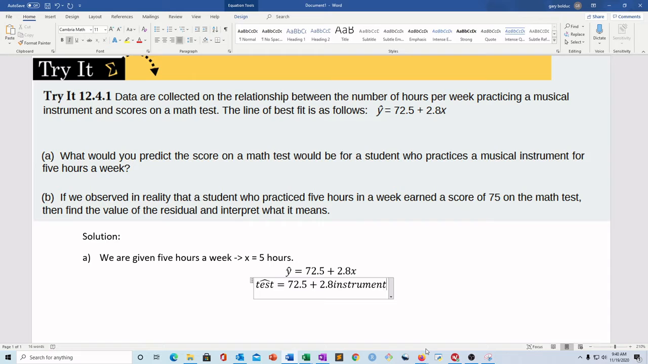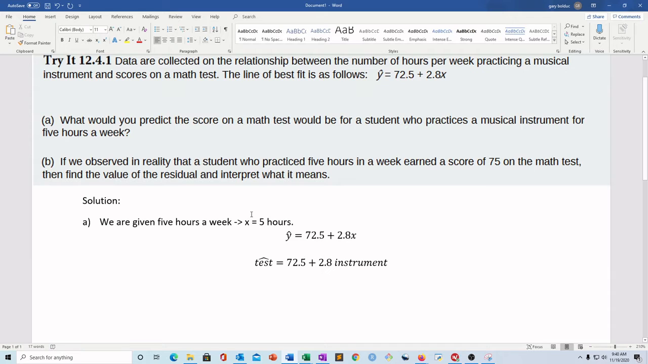There's lots of different words you could use for this, names for the variable. But if you use words or variable names instead of x's or y's, it could be a little bit easier to actually plug in the information. So we could have said, okay, well, for part A, someone practices 5 hours a week, x is 5. Instead of that, we can just look at this and say, oh, okay, they practice their musical instrument 5 hours a week. What does that mean? That means I just need to plug in 5 for the instrument. So I've got a 5 here. We'll put a little times symbol.